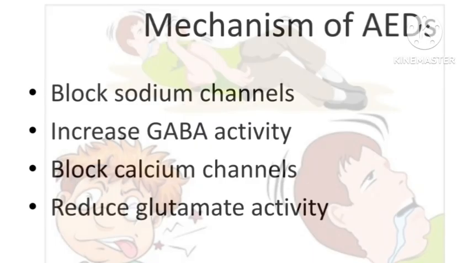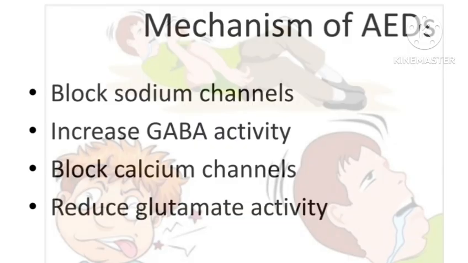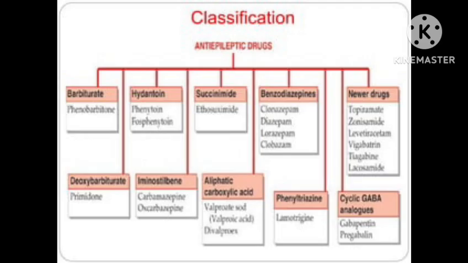Next, increases GABA activity. GABA is an inhibitory neurotransmitter, and increasing GABA means calming the brain. For example, benzodiazepines, barbiturates, valproate, vigabatrin. So you can imagine GABA is a brain brake. Okay. And anti-epileptic drugs strengthen the brake.